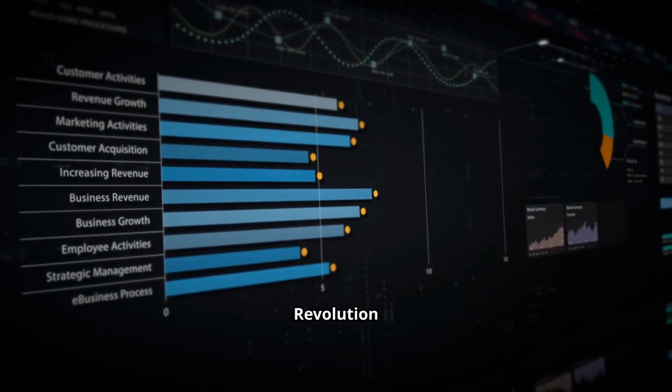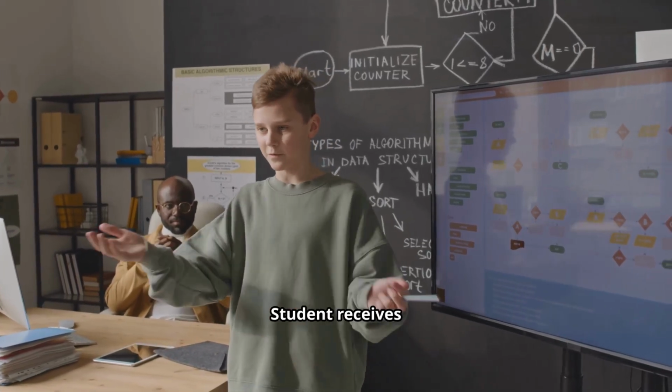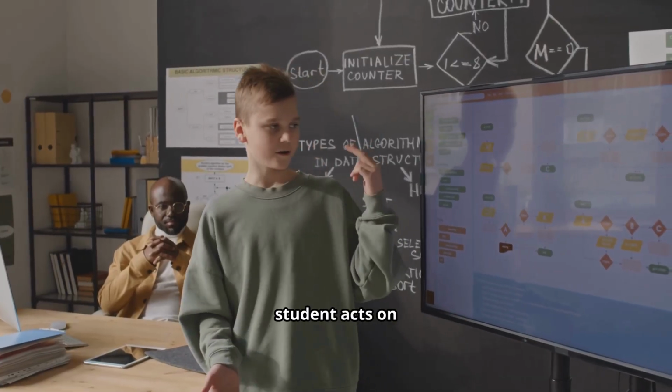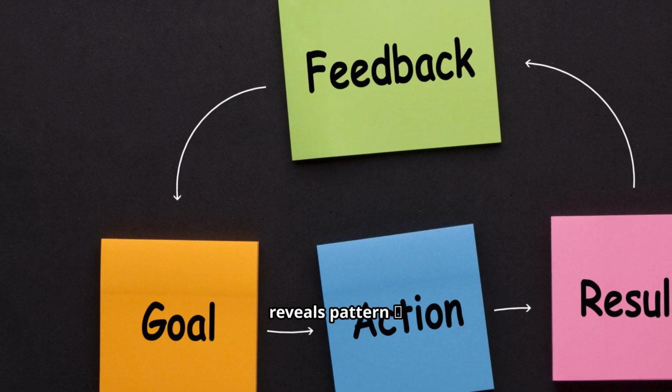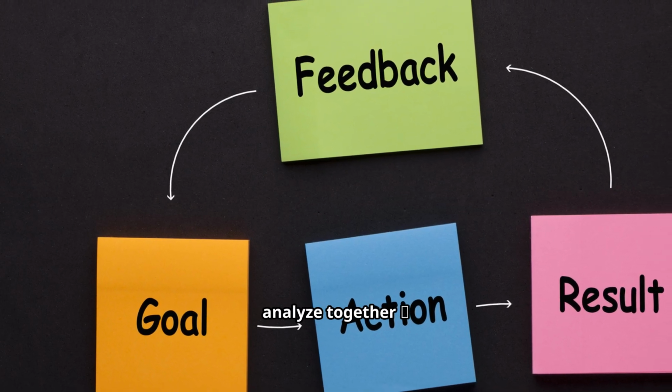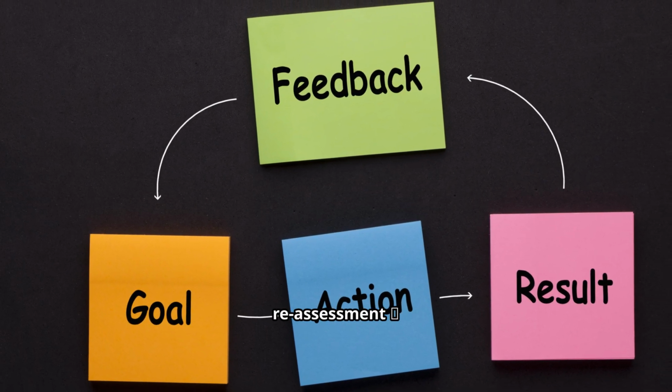The feedback loop revolution. Traditional approach: teacher gives feedback, student receives feedback, maybe student acts on feedback. Data-driven approach: assessment reveals pattern, student and teacher analyze together, student chooses intervention strategy, immediate reassessment.